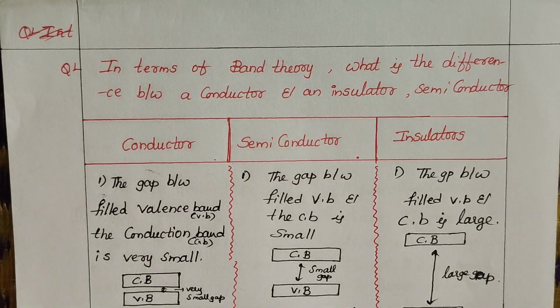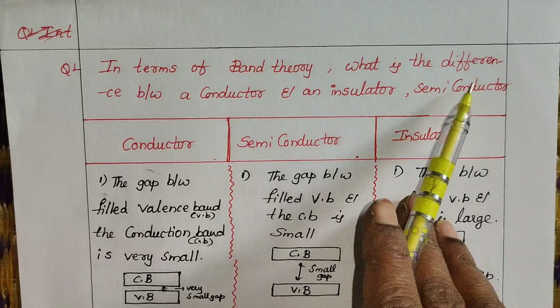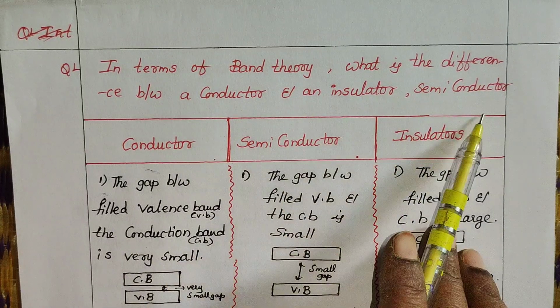Next important question in solid state. This is a question in terms of band theory. What is the difference between a conductor, an insulator and a semiconductor?